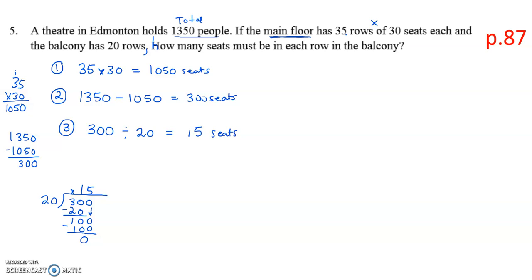So how many seats must be in each row in the balcony? 15. So we're going to write this in a sentence. The balcony rows have 15 seats.